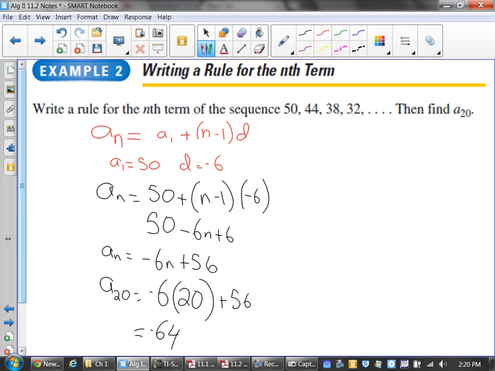Oh, I see what you're saying, going right from here and plugging it in. That's fine if it just asks you to find the 20th term, but here it says write the rule first. So in this case, it's asking you to do both parts. I see what you're saying by shortcutting a little bit. That's perfectly fine if you need just to find the 20th term, but if it asks you to write the rule and then do both. It's a fair question.